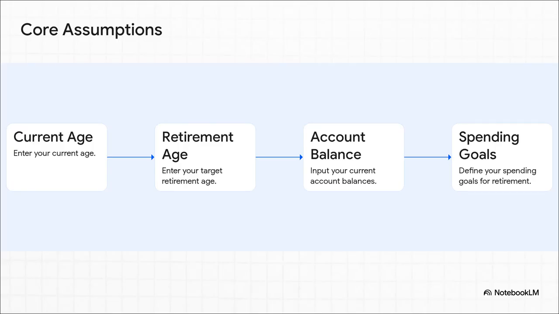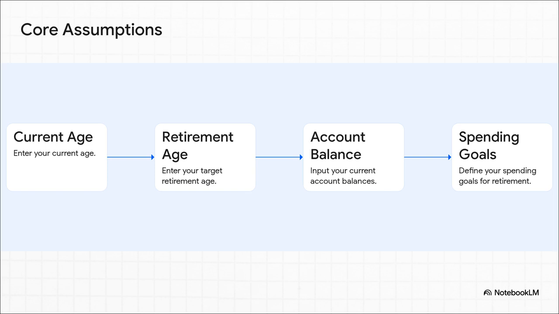Moving right along to Section 2, setting your core assumptions. On the assumptions worksheet, you're going to tackle 4 critical fields in chronological order. First up, your current age, and then right after that, your target retirement age. These 2 numbers establish your entire timeline, telling the tool exactly how many years of growth you have left before the withdrawal phase kicks in.